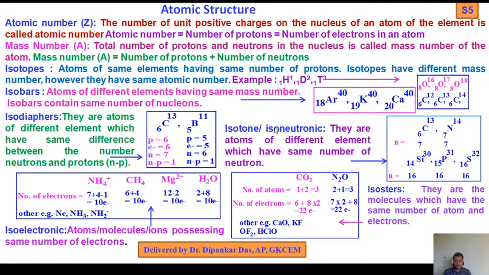Now come to another important term, isotone or isoneutronic. Isotone is a very important term. Isotone, isobar, isotope, isoelectronic, isostar. These are the common terms and also important terms. They are the atoms of different elements which have the same number of neutrons.